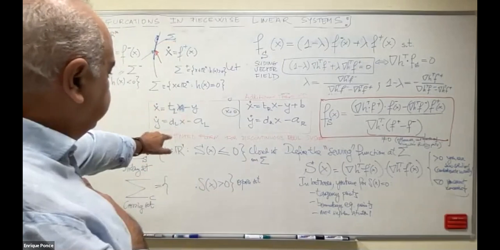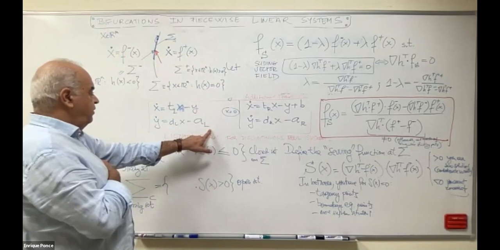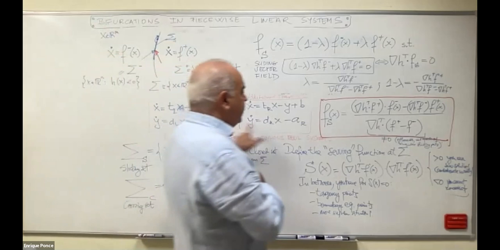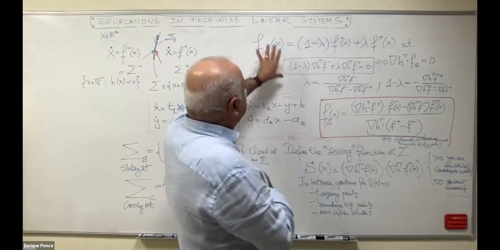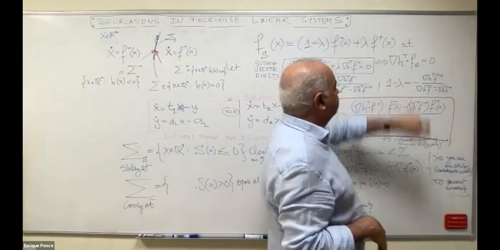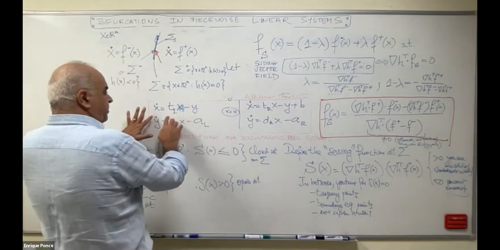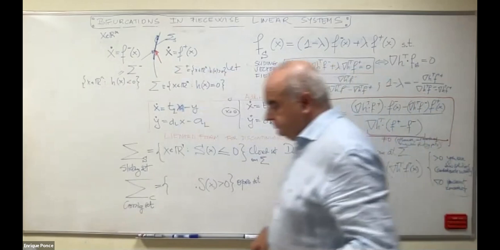I wanted to come back here just to show how these concepts apply to our family. And then, if I have time enough, I will try to convince you that this sliding vector field, defined as the only convex combination that becomes orthogonal to the gradient of h, is in fact the natural thing to adopt. In a moment, let us comment here on what happens with this expression.